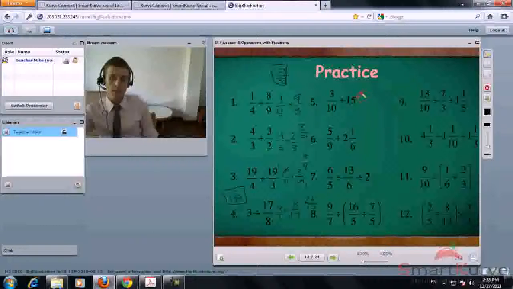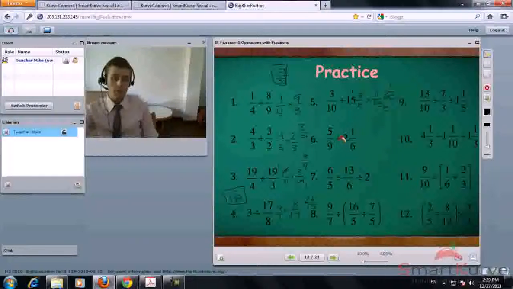5. 3/10 times 15. The reciprocal is 1 over 15. 3 and 15 can reduce. This becomes a 5. So we have 1 over 10 times 5, 60.